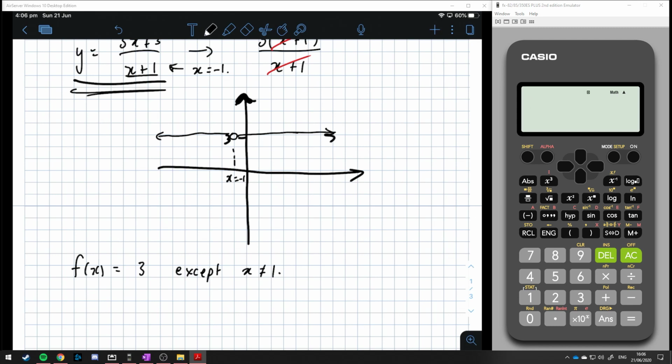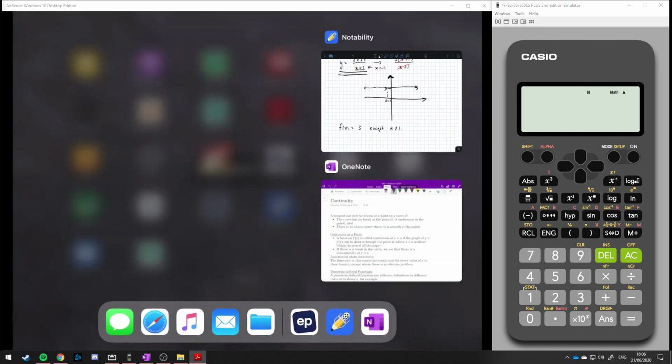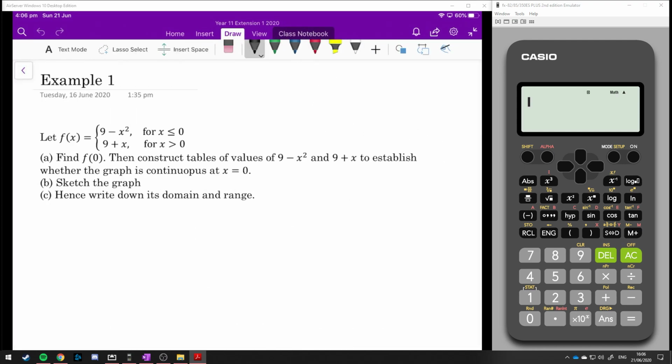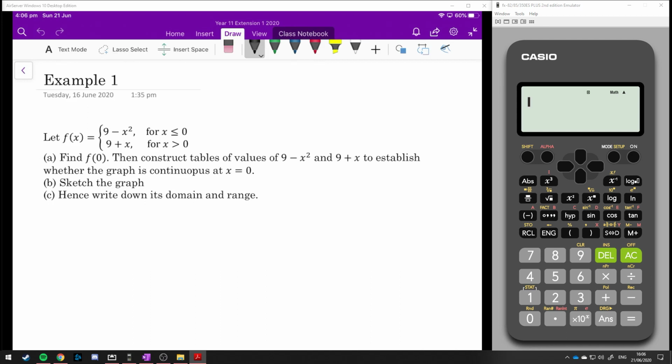Now, we're going to be mostly concerning ourselves in this little exercise with piecewise functions. As a reminder, a piecewise function is a function that looks something like this. Let f of x be equal to 9 minus x squared for x less than or equal to 0, or 9 plus x for x greater than 0.